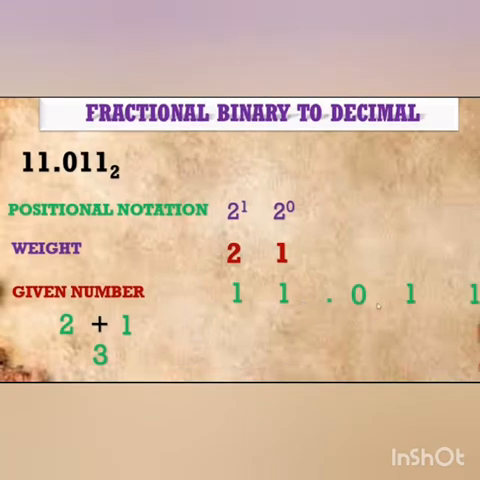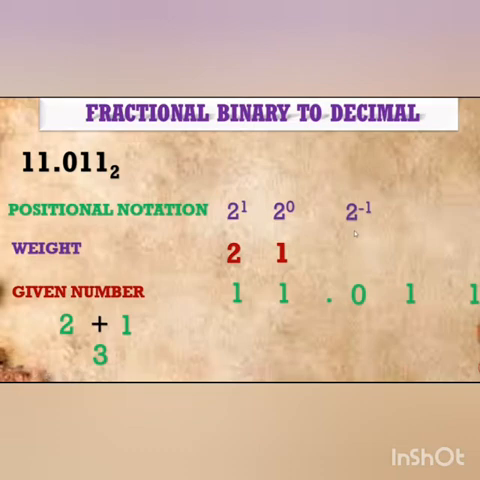Now the fractional part is 0, 1, 1. For all the digits, write powers of 2 from left to right, starting from 2 power minus 1. The difference is that in the integral part, we write the positional notation from right to left, but in the fractional part, we write it from left to right. Another difference is that in the integral part we start from 2 power 0, while in the fractional part we start from 2 power minus 1. This is the main difference.